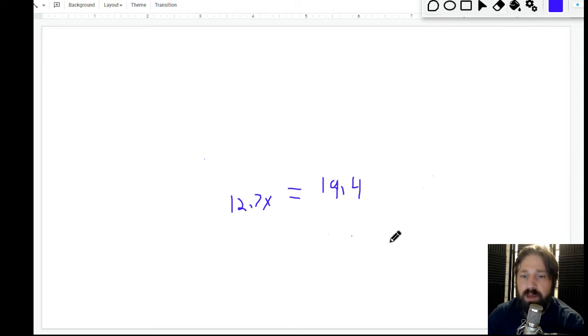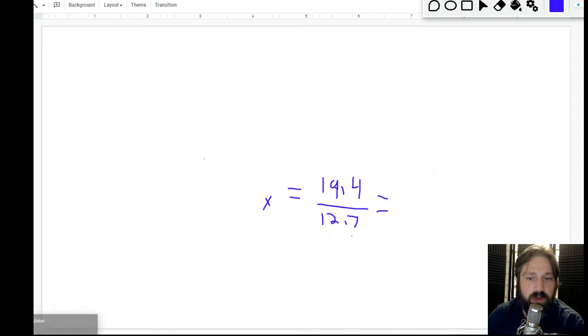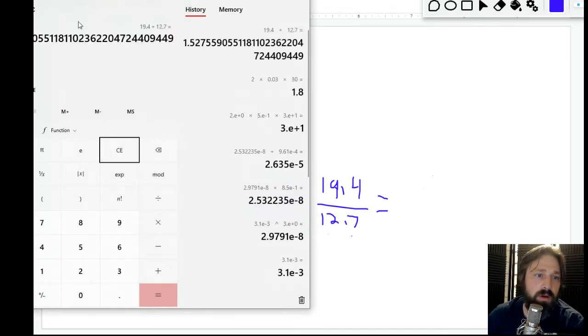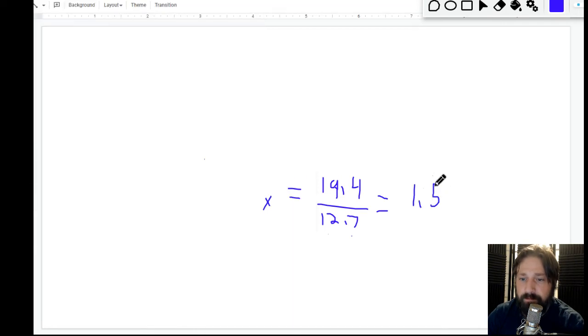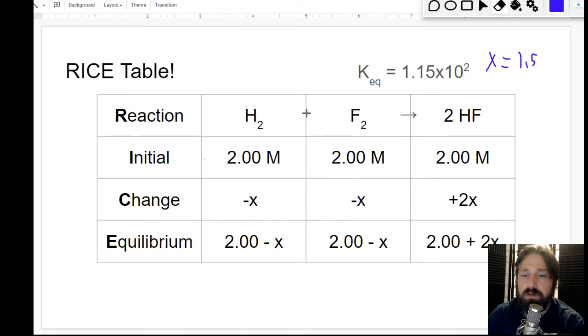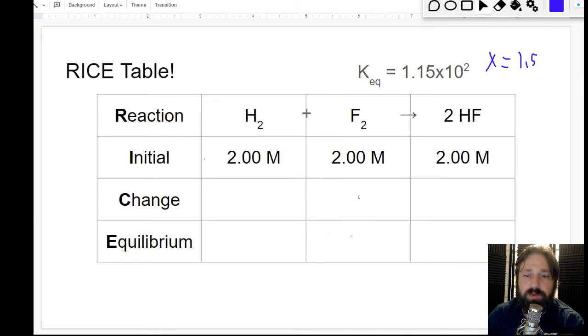Did all of that. And now divide this by 12.7. And so x will equal, what is this going to be? 19.4 divided by 12.7. About 1.5. Cool. So now I know my x is 1.5. I can go back to this thing. I'm going to just write up here 1.5 and erase all of this. Actually, move it up here. So now I know that this is plus or minus.